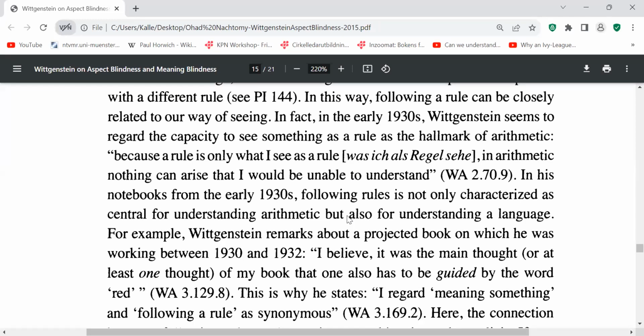In fact, in the early 1930s, Wittgenstein seems to regard the capacity to see something as a rule as the hallmark of arithmetic. Because a rule is only what I see as a rule. Was ich als Regel sehe. In arithmetic, nothing can arise that I would be unable to understand.